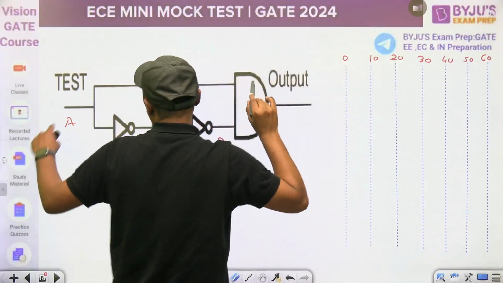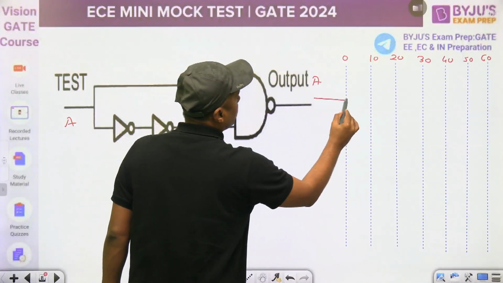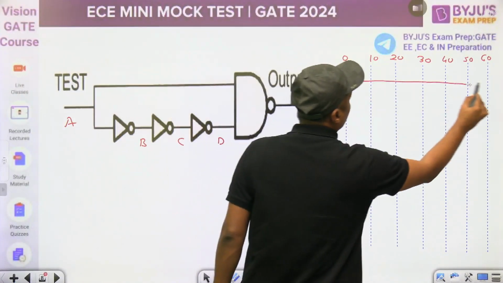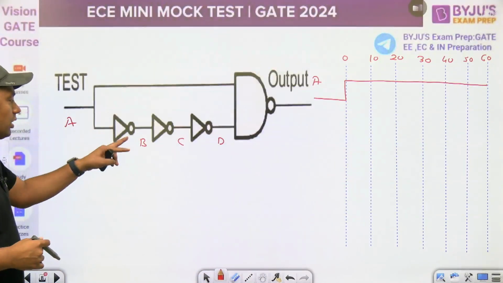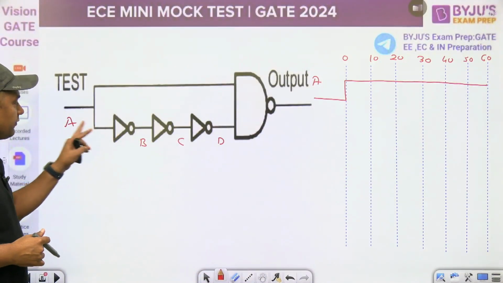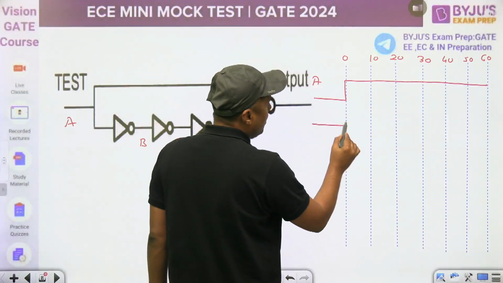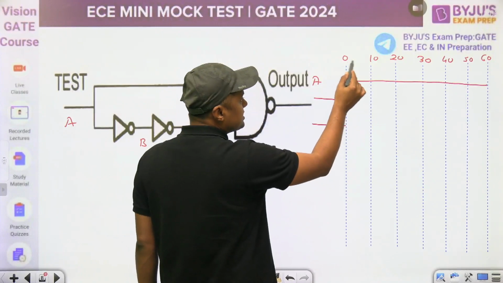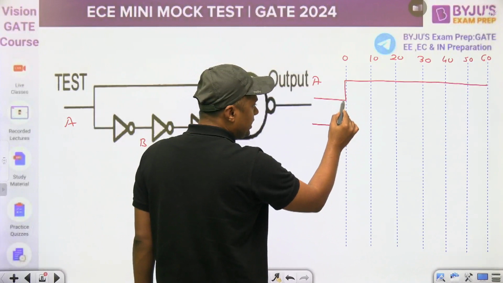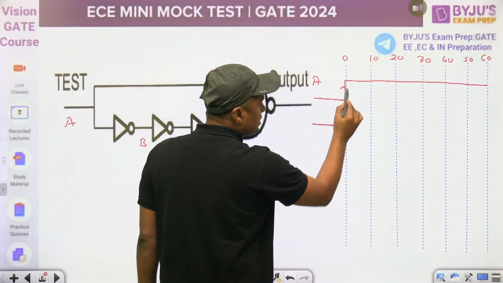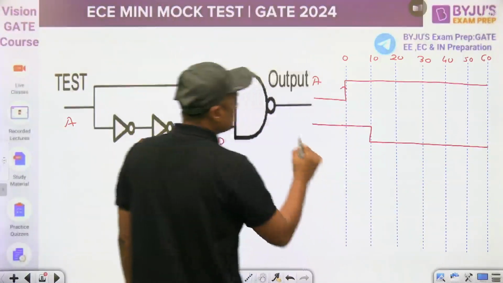What was the A? Initially A was 0 and then switches to 1 exactly at t equal to 0. Let us see the systematic way. Then what is the B? Inverter. Inverter means if it is 0 then it is 1. Initially it is 1. When there is a transition, each gate has 10 nanosecond delay, so it will give the response after 10 nanoseconds and become 0. Then this is B.